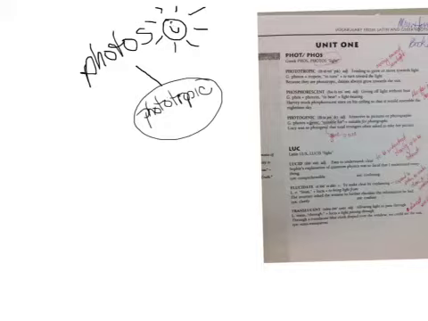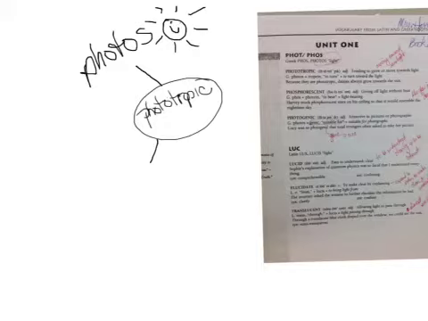Photos is going to be one part of it. Okay, and what does photos mean? It means light. So I'm going to do a little picture and put a little sun because sun is light. I'm going to put my little, okay, photos, meaning light.